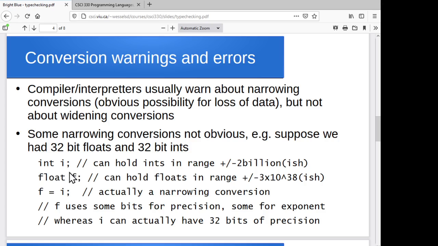And so if you assign your i to f in this case, assign your int to your float, you can actually lose precision. You can wind up with a less precise integer value stored in your float. So it might effectively wind up chopping off those last few bits of the integer. So there are some narrowing conversions that aren't always obvious.